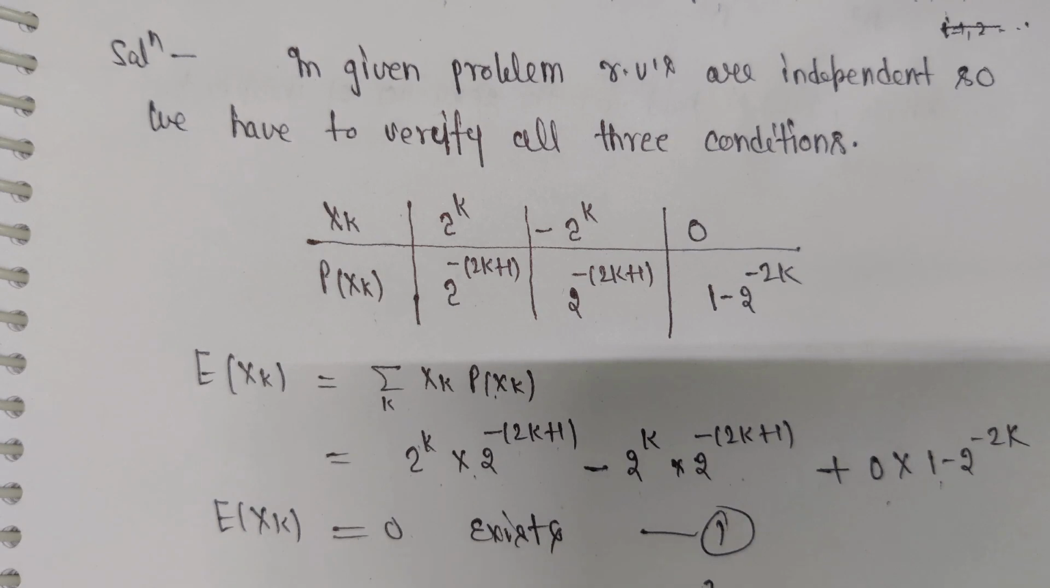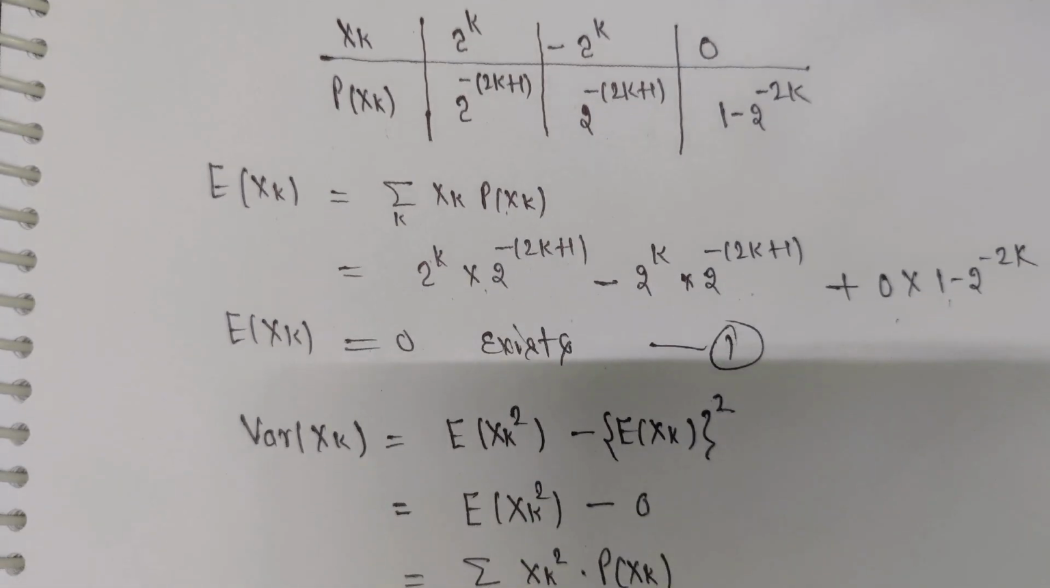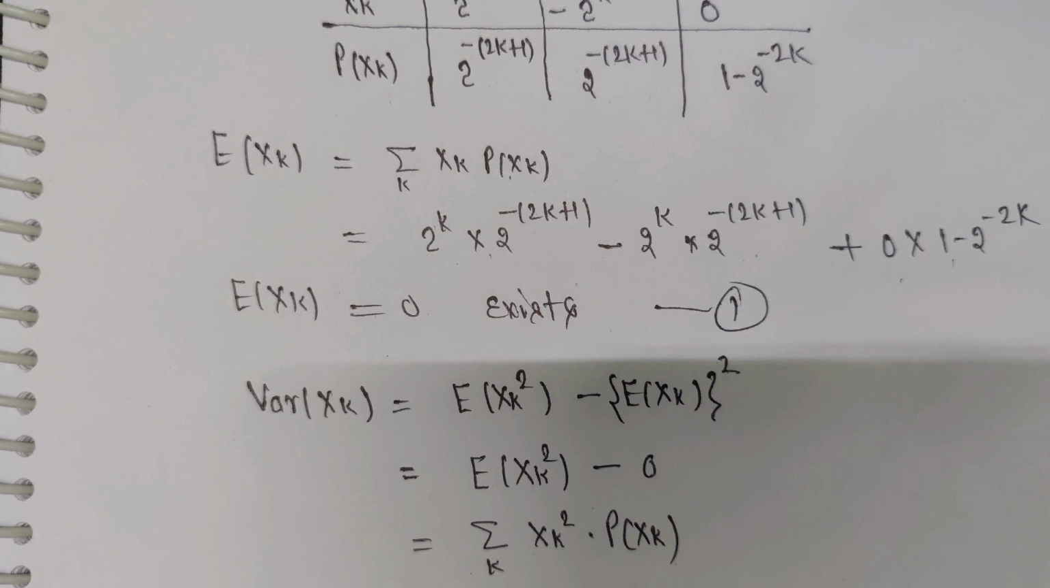Now the second condition is what? The second condition is that Bn, which is equal to the variance of the sum of the random variables, should be finite and exist. So firstly we need to find the variance of xk. The formula for the variance is: variance of xk is equal to the expected value of xk square minus E of xk whole square, and we know that this value is 0. So variance of xk becomes the expected value of xk square. By the formula, the expected value of xk square is equal to the summation over k of xk square into the probability of xk. Now just simply put in the values of xk and the corresponding probabilities and expand the summation, then you will get the value of the variance of xk.